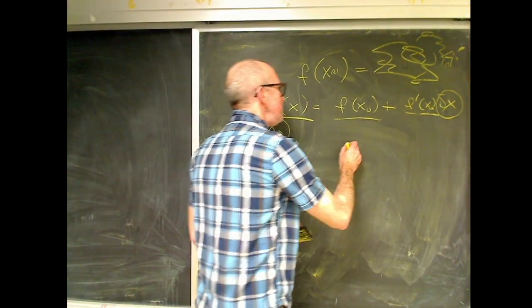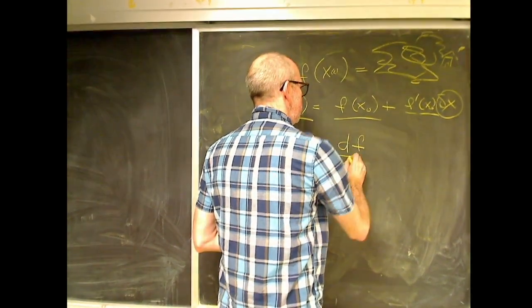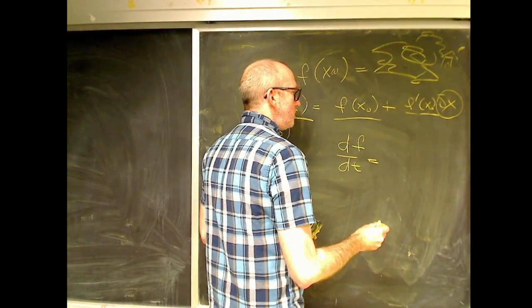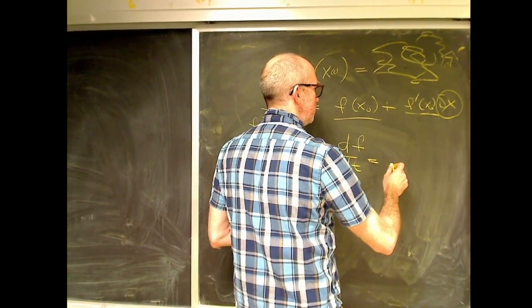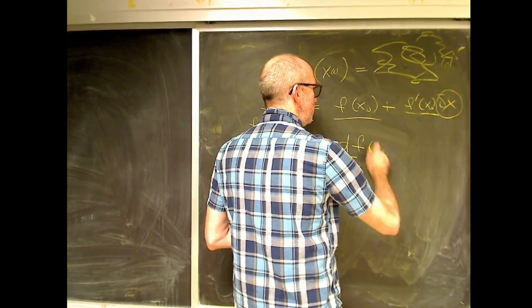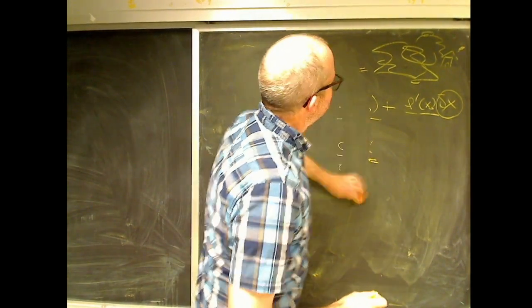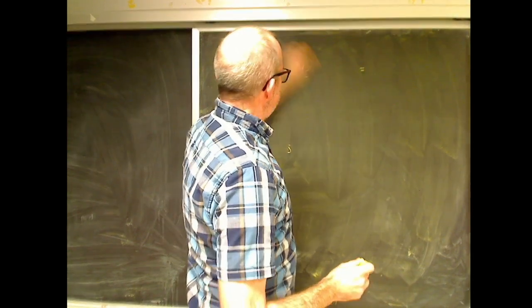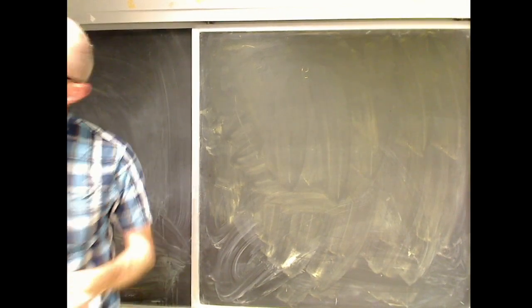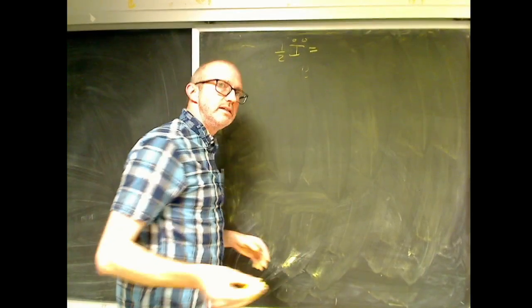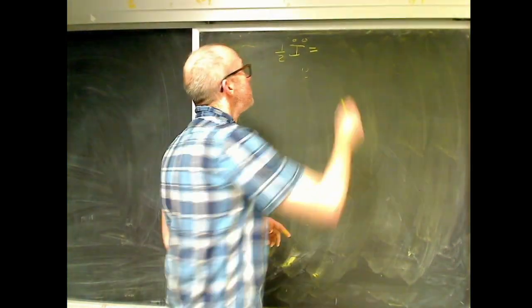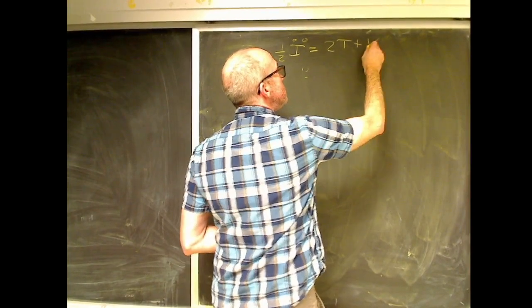The main thing is we want to turn my functions into something that's linear in t. I'm going to start with the example because I think I'll be a little less scattered if I have something concrete to work with. So we're going to linearize the real equation. One half I double dot equals 2T plus V.